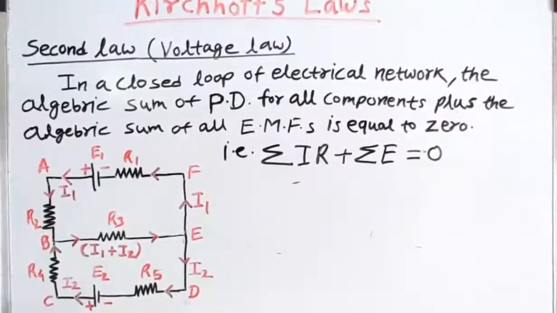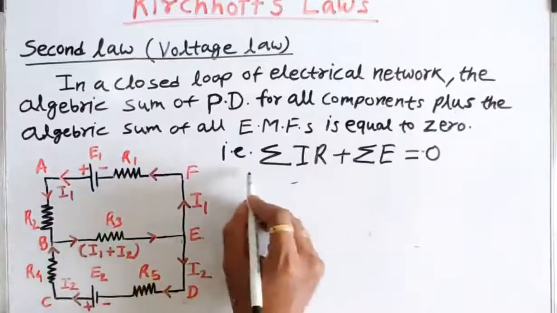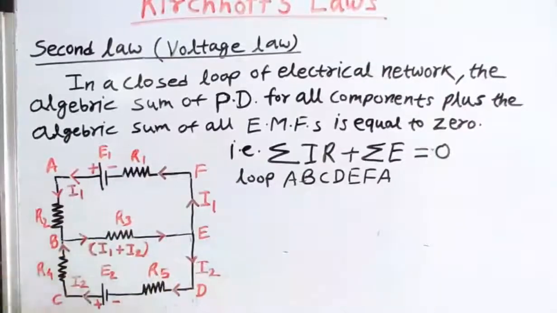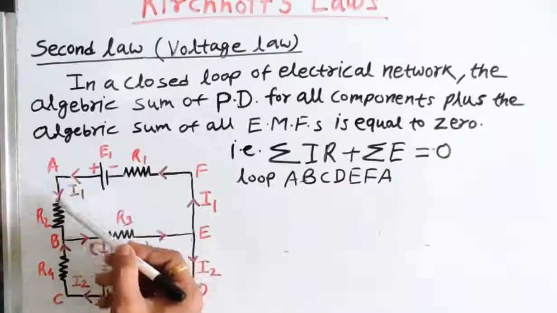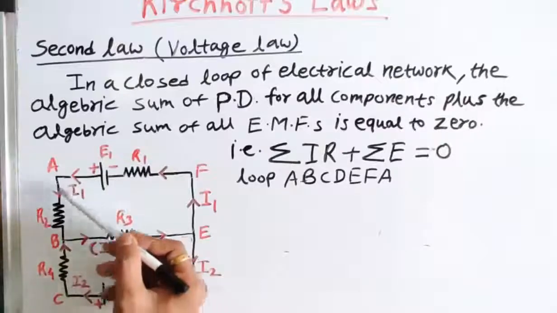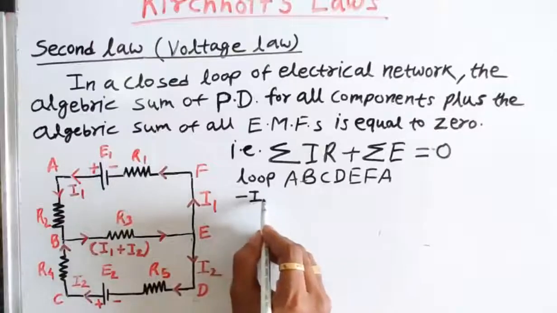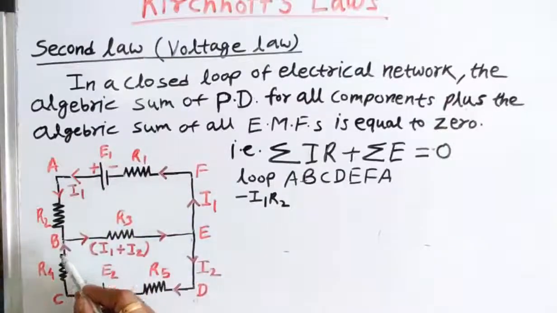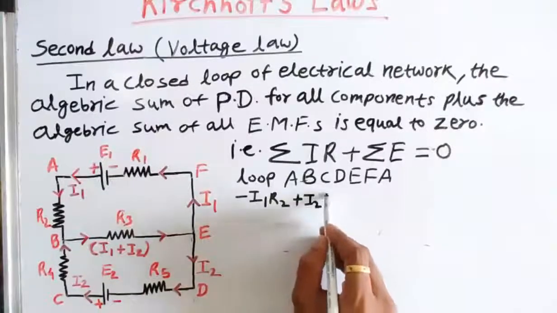Therefore, by applying these two sign conventions of Kirchhoff's second law to the loop A, B, C, D, E, F, A, we can write: when we are moving from A to B, the direction of flow of current and the direction of tracing of the loop are the same. Therefore, the potential difference across this component, resistance R2, is negative. So we can write minus I1 R2. From B to C, the direction of flow of current is upward, and we are tracing the loop in the downward direction. So this potential difference can be treated as positive. Therefore, we can write plus I2 R4.